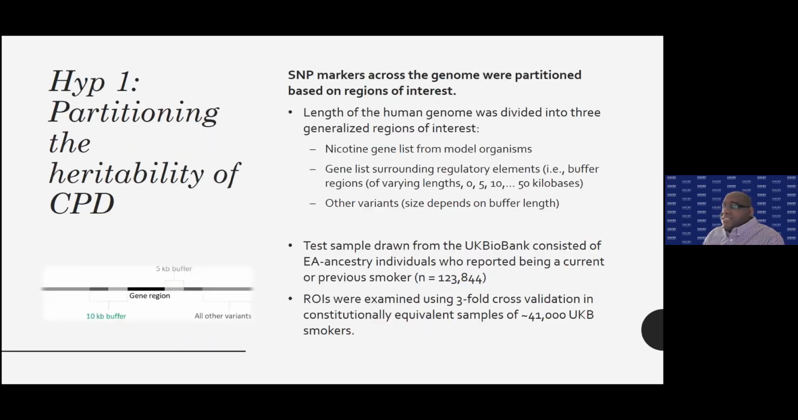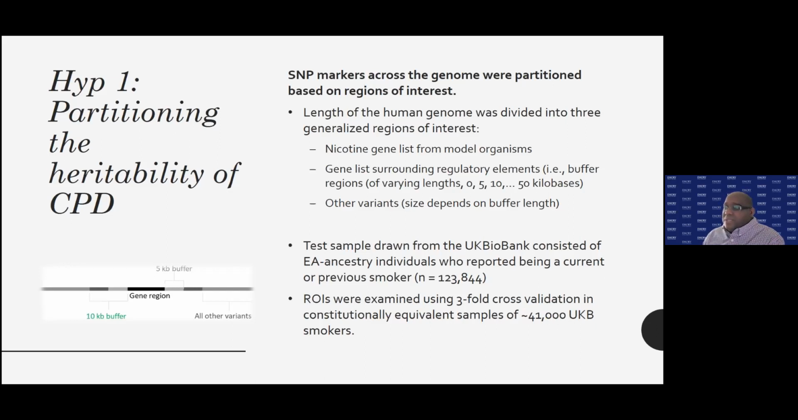And so we tested the relevance of this sort of model organism smoking gene set using both the genes that comprise the set as well as flanking genetic variation. And we did this in a sample of individuals who participated in the UK Biobank study. This was roughly about 123,000 individuals who were all of European ancestry.